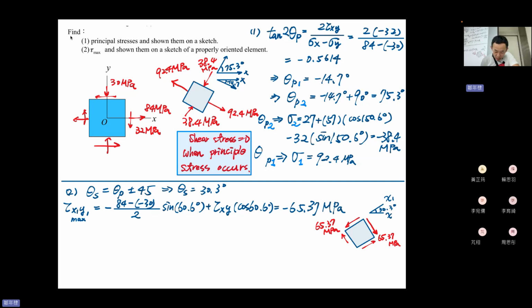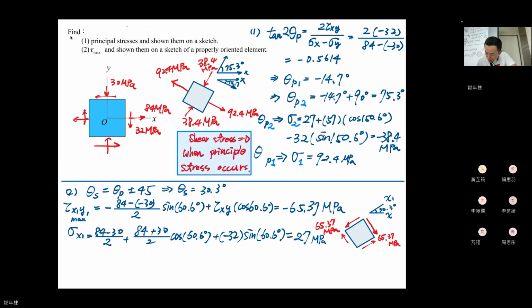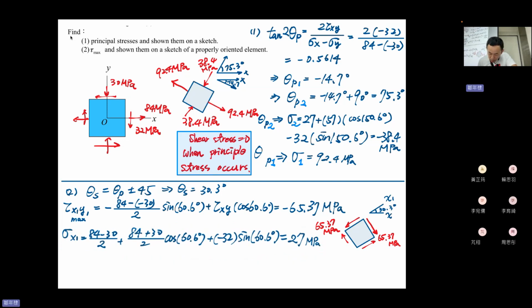We need to determine sigma x1: 84 minus 30 divided by 2, plus 84 plus 30 divided by 2 times cosine 60.6 degrees, plus tau xy times sine 60.6 degrees, equal to 27 MPa. Okay, 27 MPa.